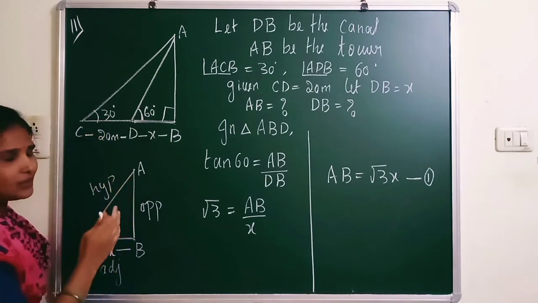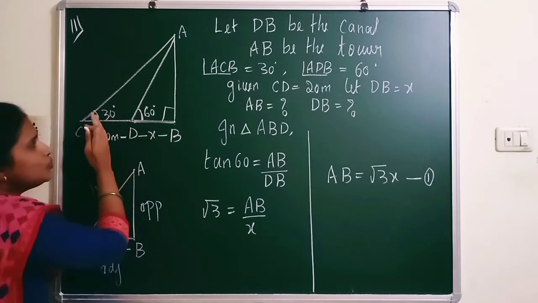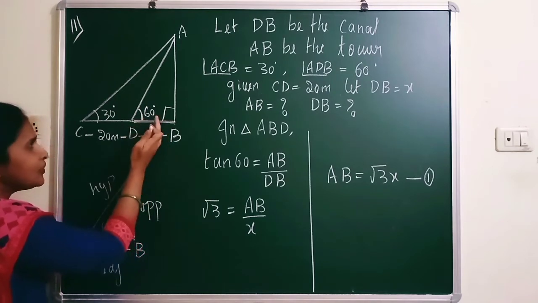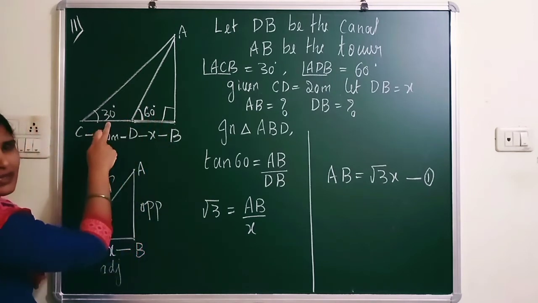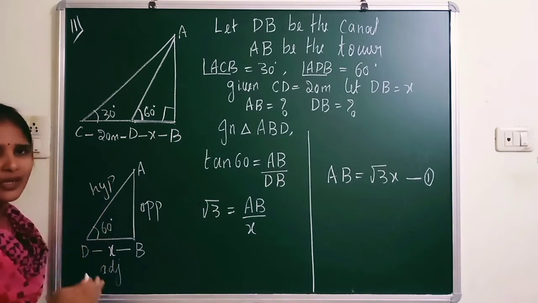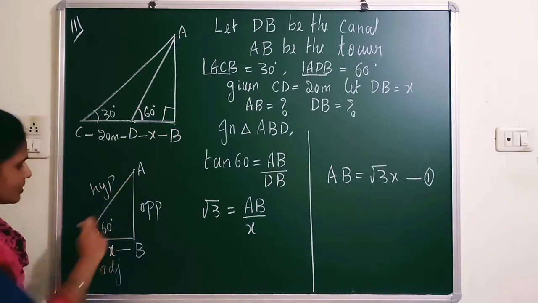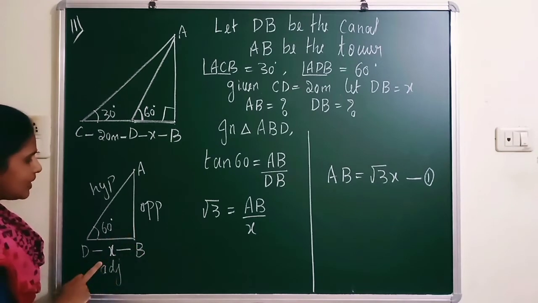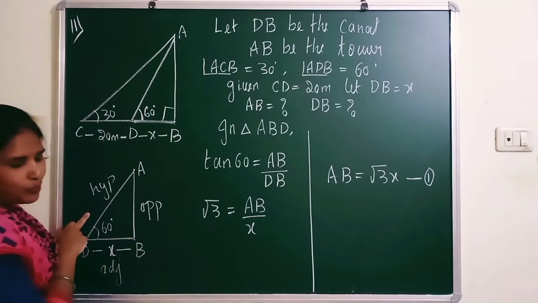And one more thing, if you get confused about where you have to put 60 and where you have to put 30, as I told before, as you move towards the perpendicular, the angle increases. You can see here 60. When you move away, the angle decreases. This is also one hint to draw the diagram. In this, let us consider here 60. So AB is opposite, DB is adjacent, and AD is hypotenuse.